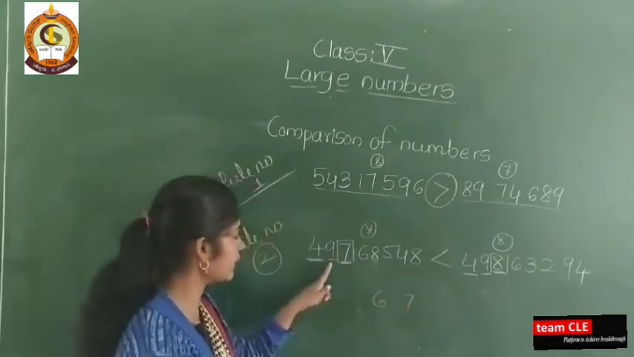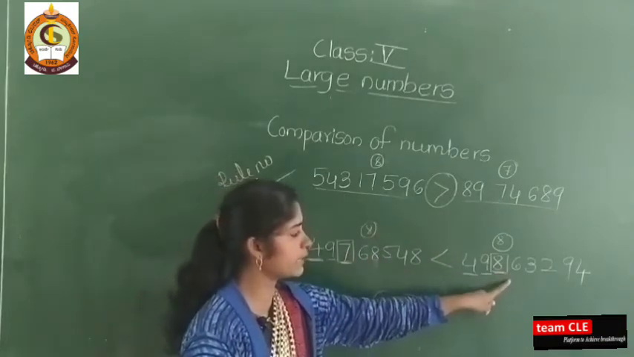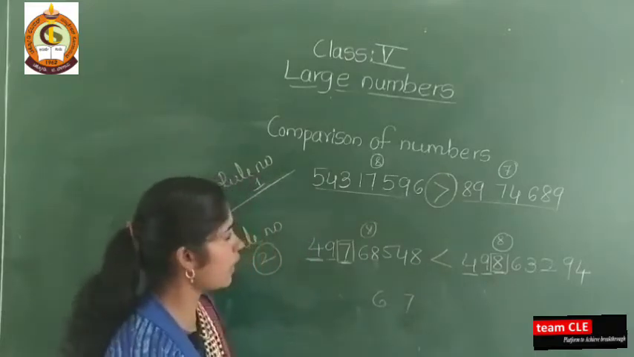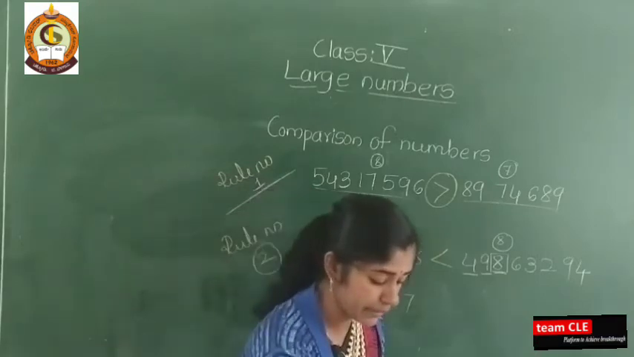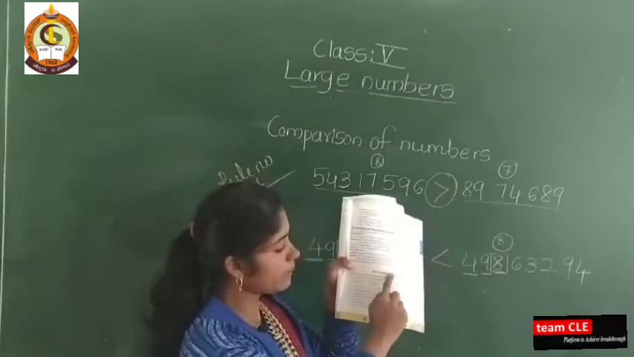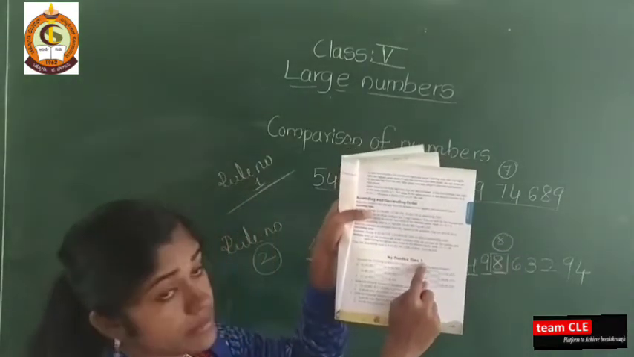So next you take 9, 9. But here 7 and here 8 is there, which means 8 is the greatest number. This is how you have to compare the numbers. Regarding this, page number 83, my practice time 3. See here, page number 83, my practice time 3.